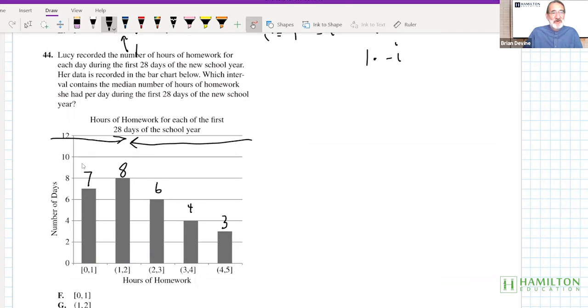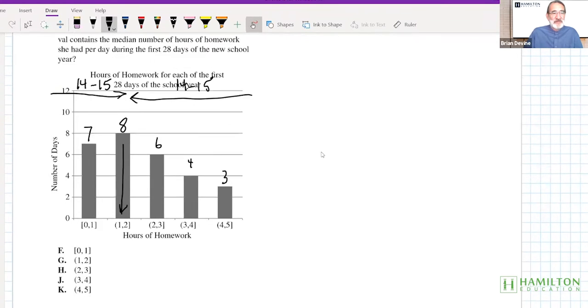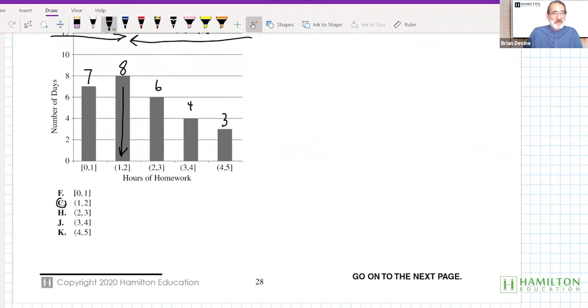And if we count 14 to 15 hours this way, we're going to end up in stack 1 to 2 hours. So the middle value would be G.